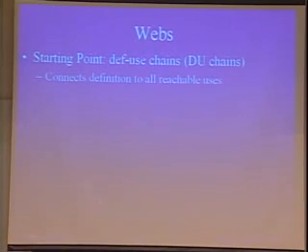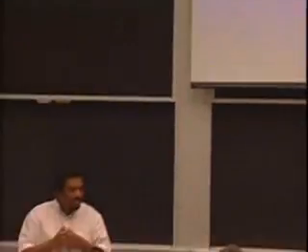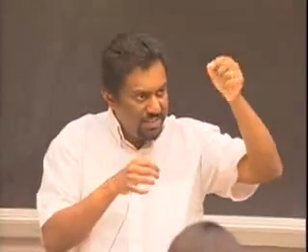So the starting point of a web is a def-use chain. Did you build def-use chains for data flow optimization? Basically, given each use, figure out where all the definitions are, and vice versa, use-def and def-use chains. So what it does is connect definitions to all reachable uses.